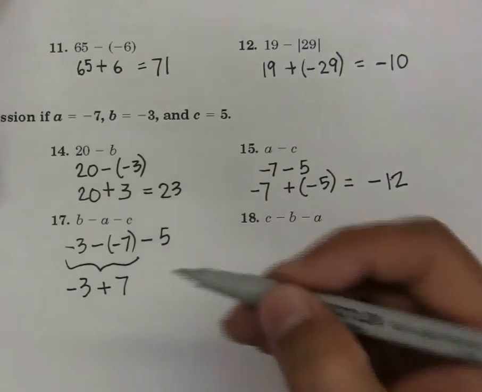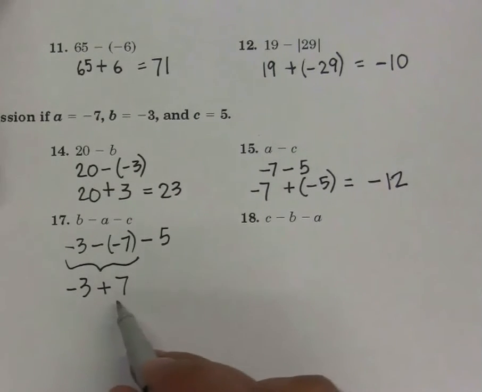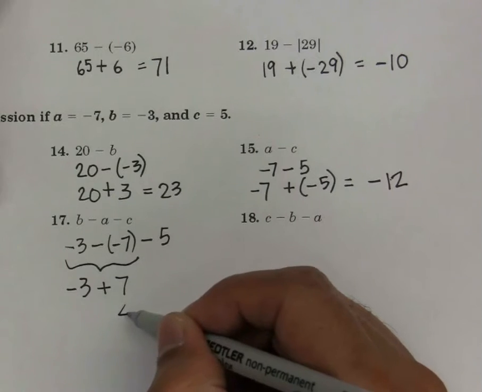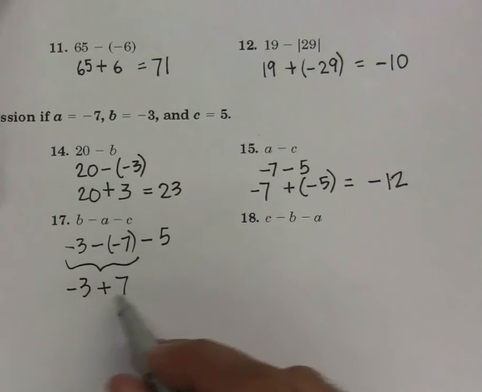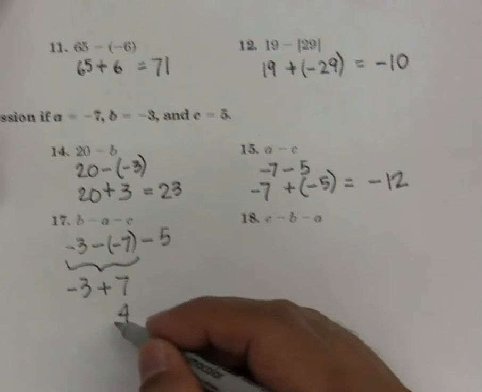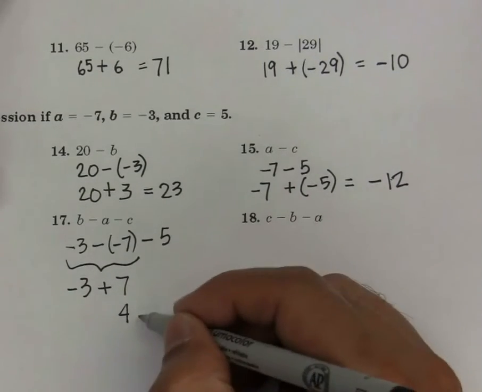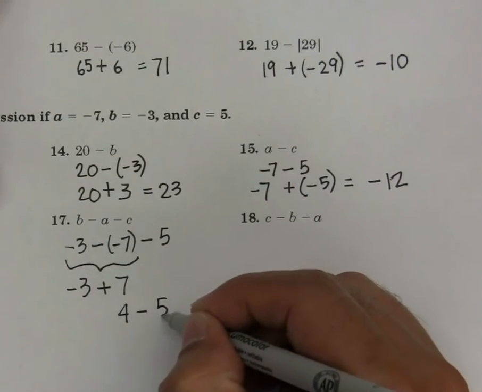Negative 3 plus 7. Different signs, I subtract. 7 minus 3 is 4. And I keep the sign of the larger absolute value, which is this one. So this is positive 4, minus 5.